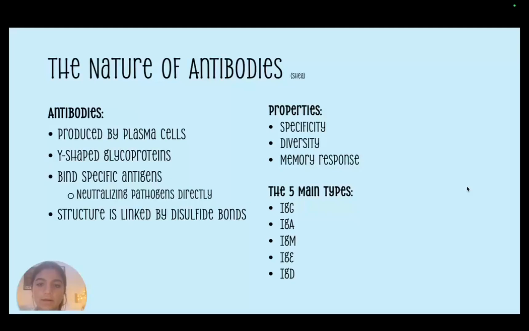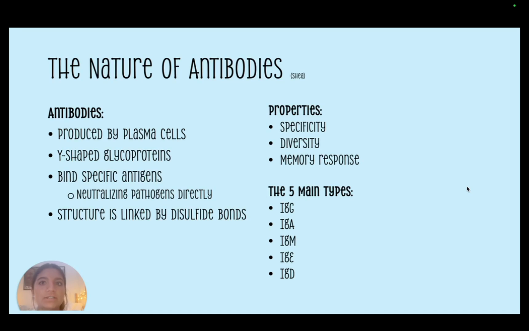The nature of antibodies. Antibodies are produced by plasma cells, and they are Y-shaped glycoproteins where each antibody has a specific region that binds on particular antigens, and it acts as a lock and key. It also binds specific antigens such as proteins, polysaccharides, nucleic acids, and lipids, and it neutralizes pathogens directly.